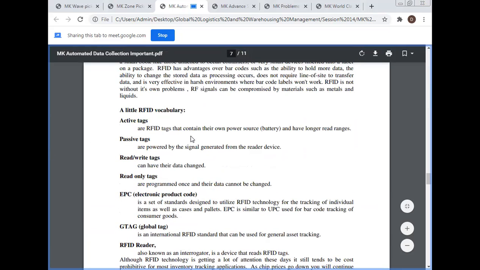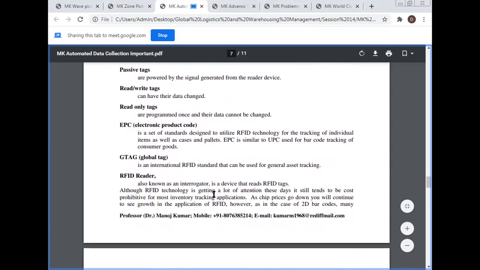Active tags are RFID tags that contain their own power source and have longer read ranges. Passive tags are powered by the signal generated from the reader device. Read-write tags can have their data changed. Read-only tags are programmed once and their data cannot be changed. Electronic product code is a set of standards designed to utilize RFID technology. EPC is similar to the UPC, for tracking of consumer goods. GTAG is an international RFID standard that can be used for general asset tracking. An RFID reader, also known as an interrogator, is a device that reads RFID tags.